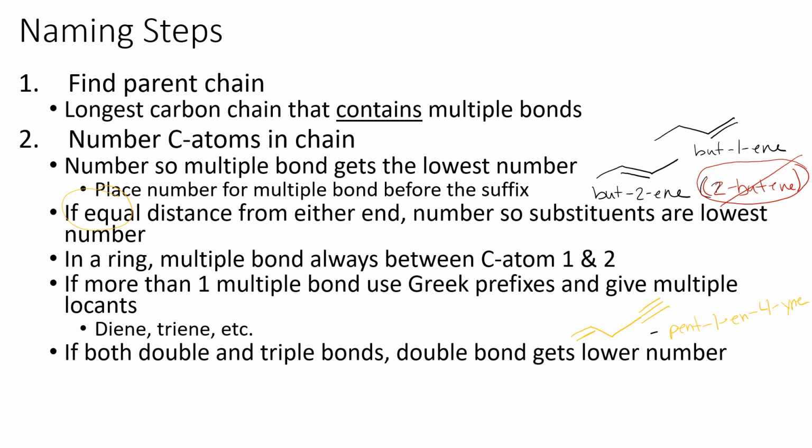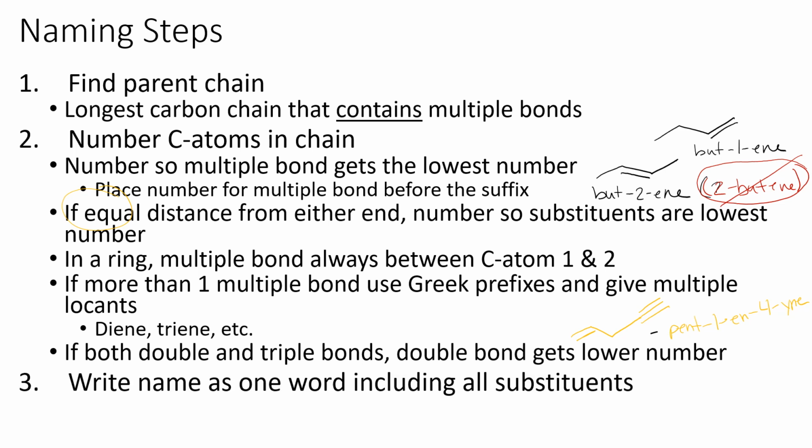And please notice that we are using hyphens between numbers and letters. So this would be a pent-1-ene-4-yne in terms of our numbering scheme. You're then going to write your name as one word, making sure you include all your substituents like we learned how to name back in Interchapter A. And again, it is all one word for us.